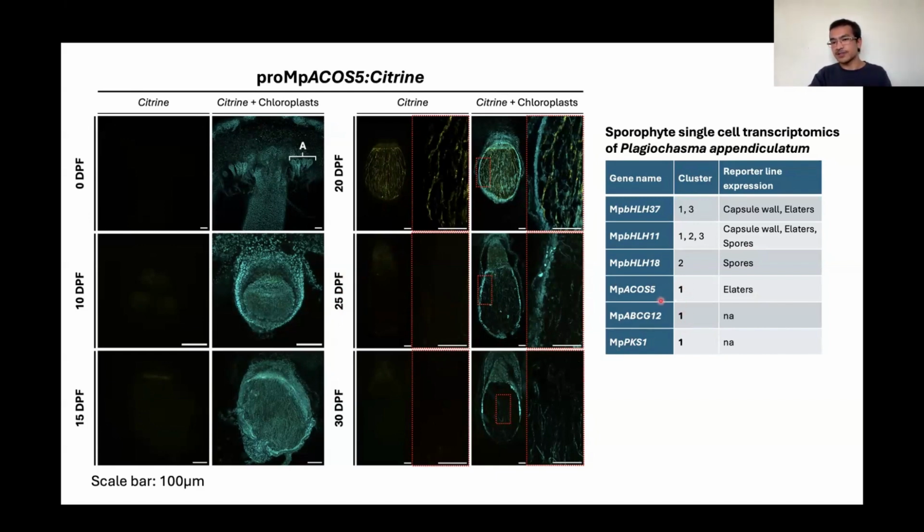And while I'm still working on reporters for ABCG12 and PKS1, we have single cell data from a related liverwort called Plagiochasma. And in Plagiochasma, single cell data of the sporophyte shows that ACOS5, ABCG12, and PKS1 are all co-expressed in the same cell classes. So presumably they're very likely expressed in the elaters as well. Well, we'll just have to find out later on.